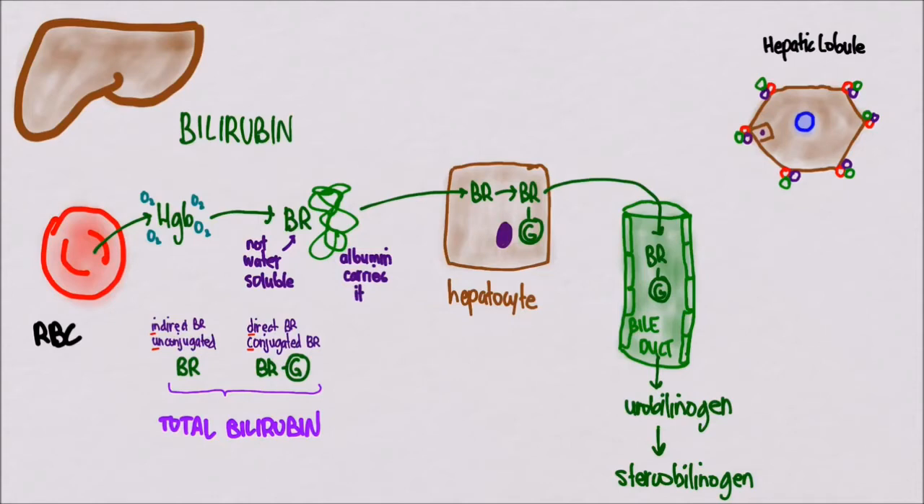So when you order a bilirubin test, you have to ask either for a total bilirubin, which just adds these up, or you want a fractionated one, where you get to see how much of it is indirect or unconjugated and how much of it is direct or conjugated.